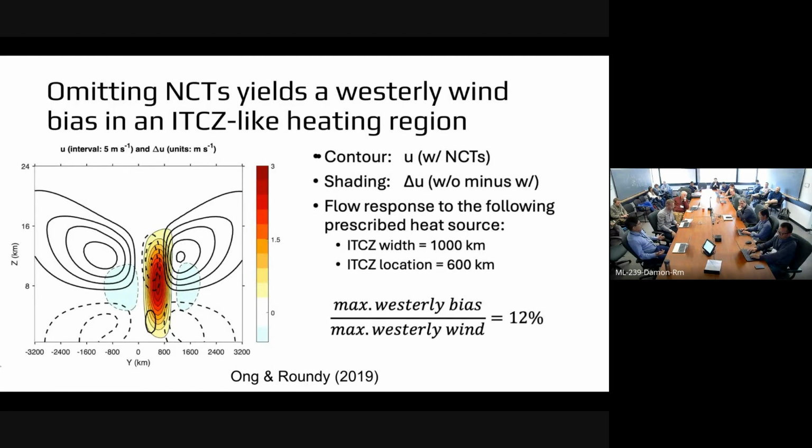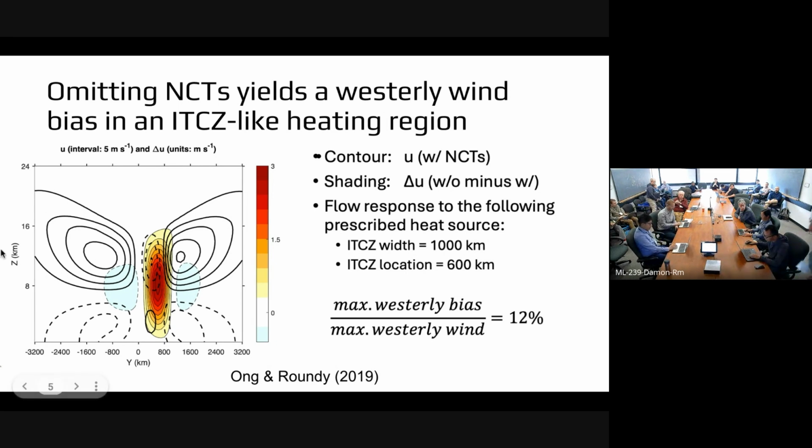I've talked about how we omit the non-traditional Coriolis terms in models. But here's my previous study. I use a linear idealized model and force the model with a prescribed heat source that looks similar to the ITCZ. I want to know, what is the flow response to that heat source?